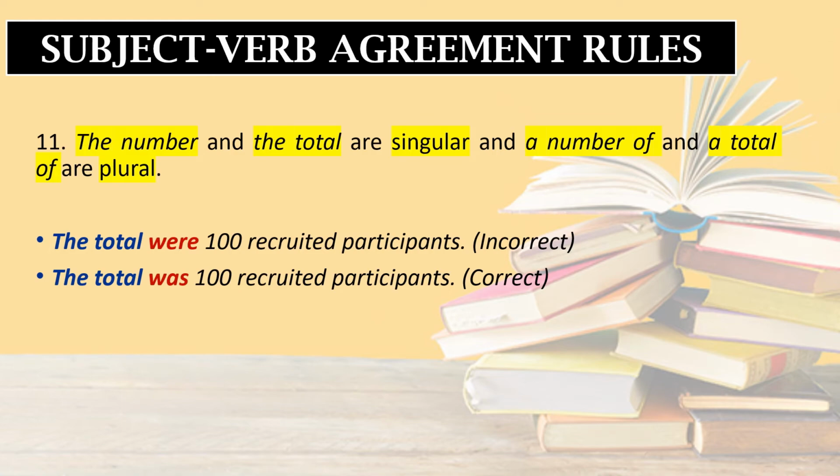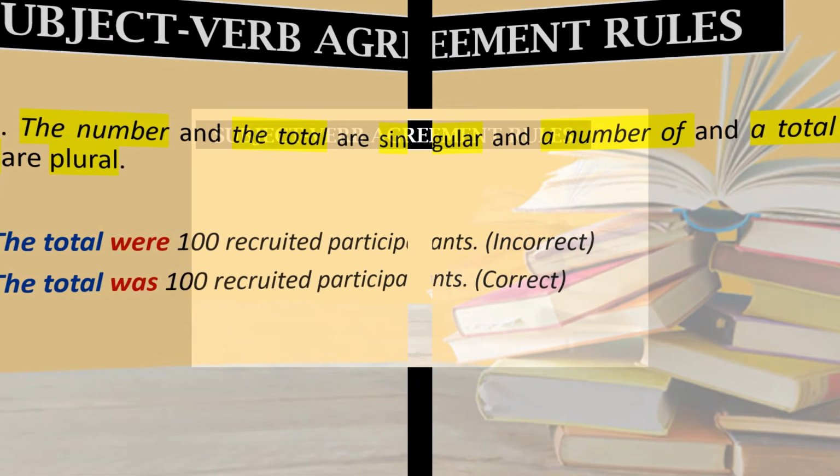Therefore, we need to have the singular verb. So what are we going to use? Is it were or was? It is was. The total was 100 recruited participants.